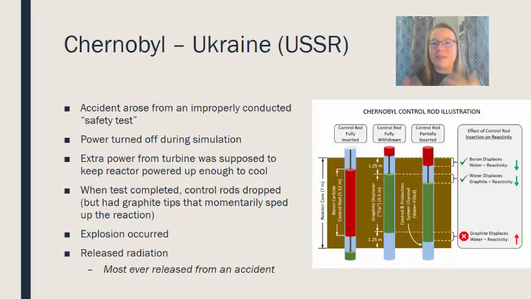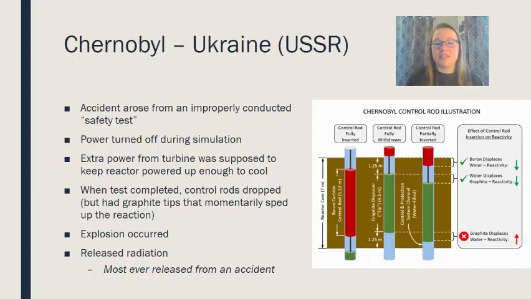The actual real major issue here happened in Chernobyl in the Ukraine in the former USSR. What happened here is an improperly conducted safety test resulted in an explosion and a huge release of radiation. So what happened in this safety test is they were trying to test to make sure that if you shut down power to the reactor, the residual amount of power from the turbine slowly spinning down would be enough to kind of hold things over until the backup generators got back online.